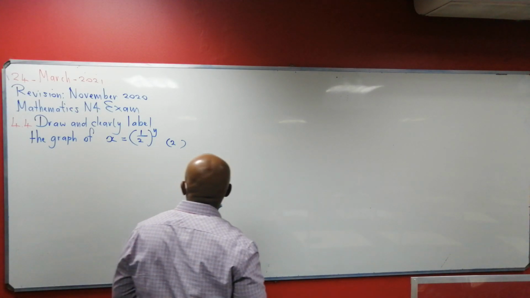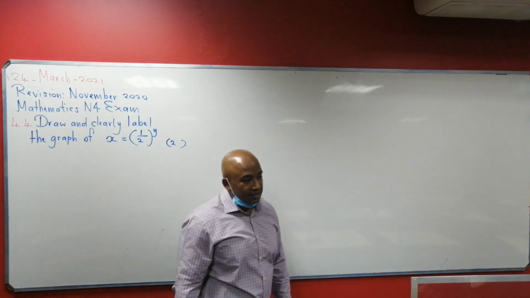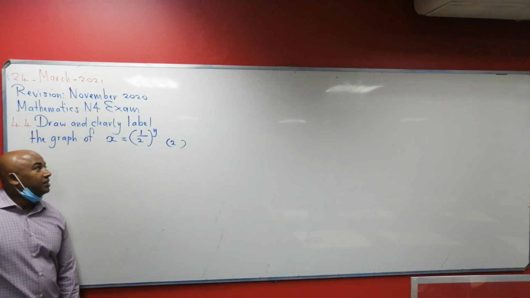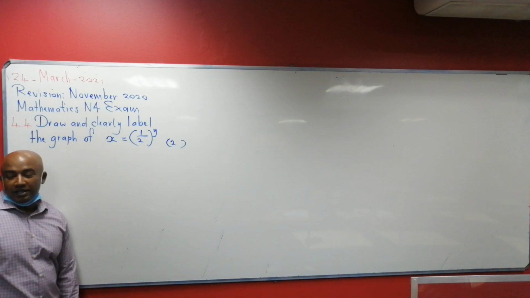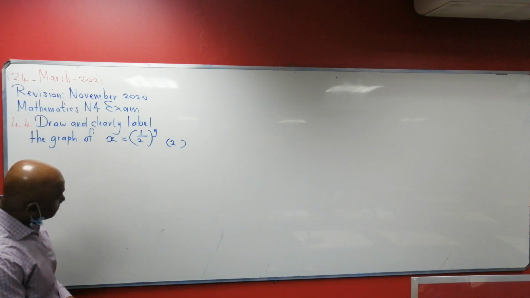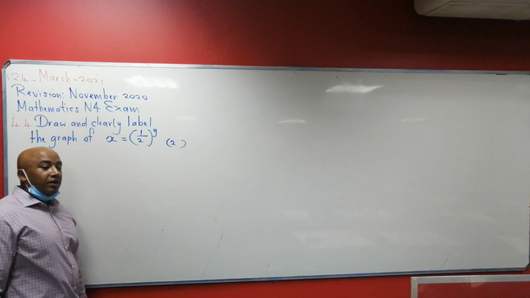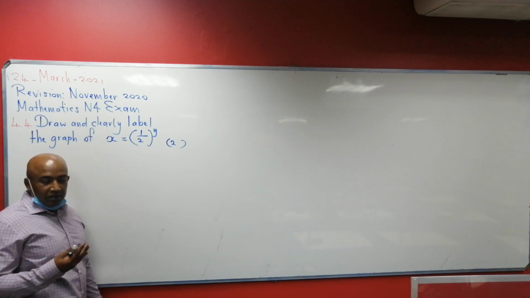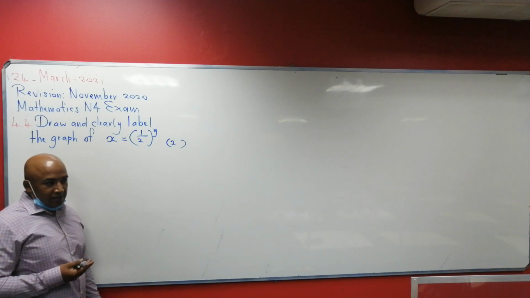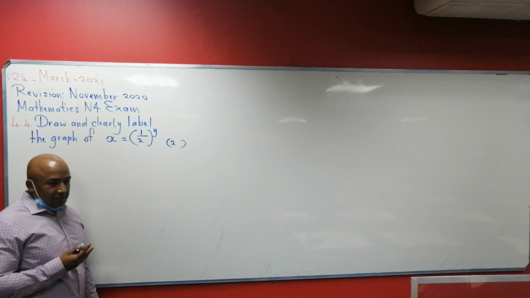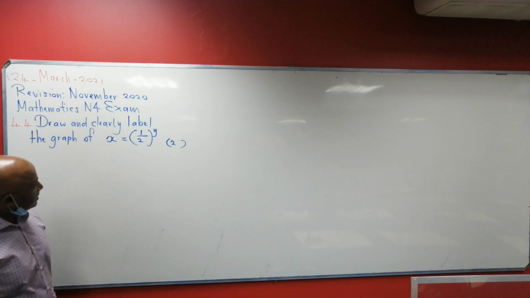4.4, draw and clearly label the graph of x is equal to half, or 1 over 2, all raised to the power y. Okay. So, when you are sketching a graph, you are used to having y as the subject of the formula. So, make y the subject of the formula. How do you do that?